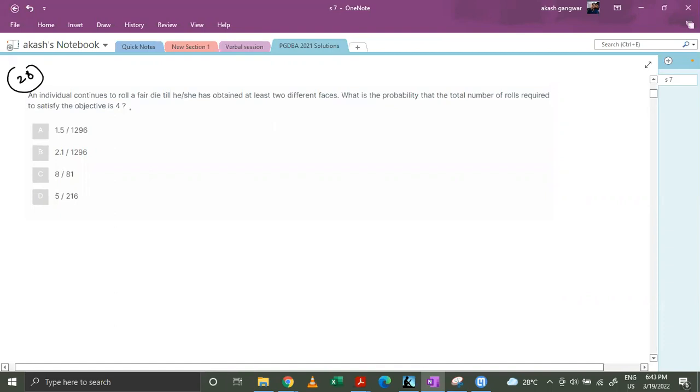Let's discuss question number 28. An individual continues to roll a fair die till he/she has obtained at least two different faces. What is the probability that the total number of rolls required to satisfy the objective is 4?